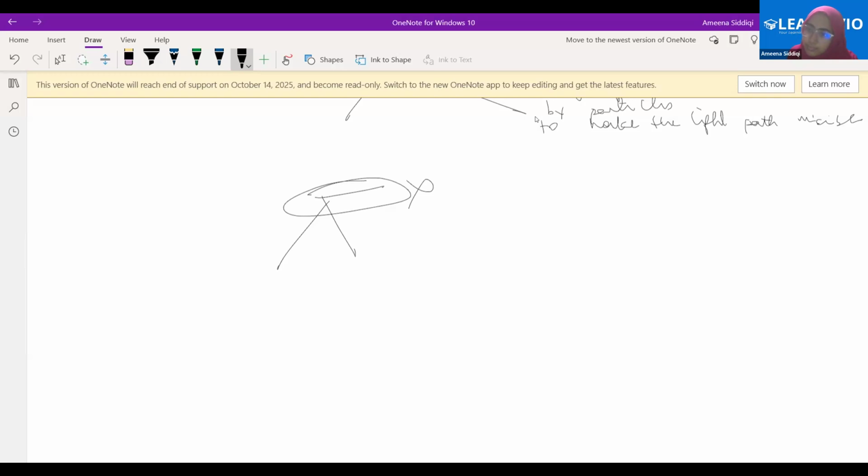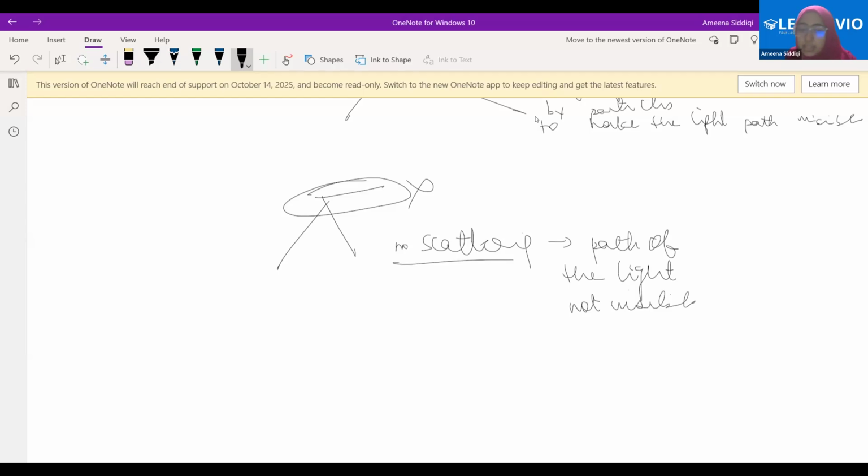If the scattering does not take place, it will not be visible. Yes, good. So basically, no scattering, path of the light not visible. Good, Lokya. And that is why we say that solutions do not show the Tyndall effect. Is it clear? I hope that is clear.